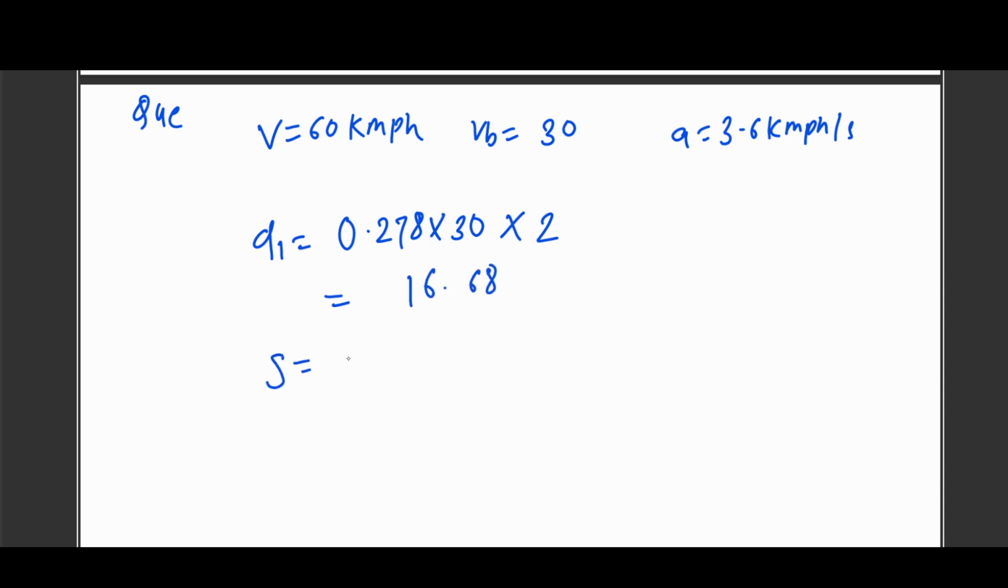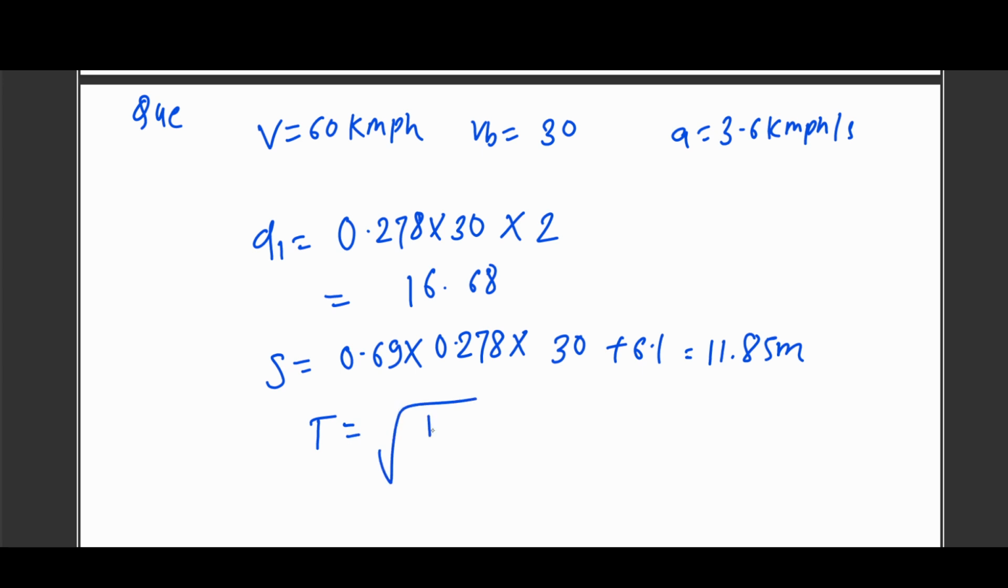And what will be the spacing between the vehicles? It will be 0.69, which is empirical. 30 plus 6.1 will be, it will be 11.85 meter. And the next will be the overtaking time, that is the square root of 14.4 into 11.85 divided by a, which is 3.6, so the value will be 6.88 second.